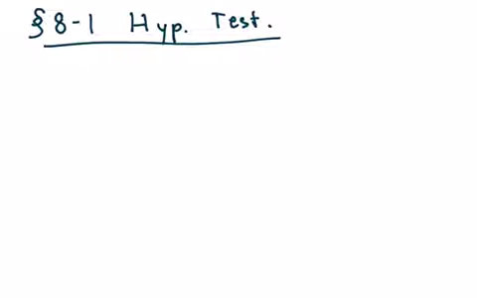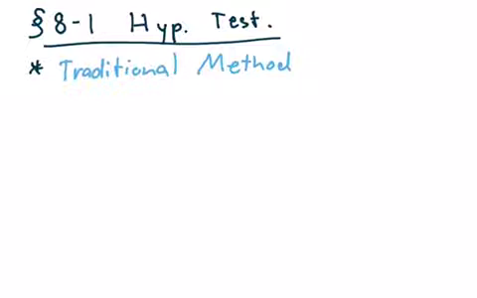So this is just to make a note of it. This is the traditional method. We'll also be looking at the p-value method and the confidence interval method. And let's just go through step by step. Steps. Step number 1. We will state the hypotheses.